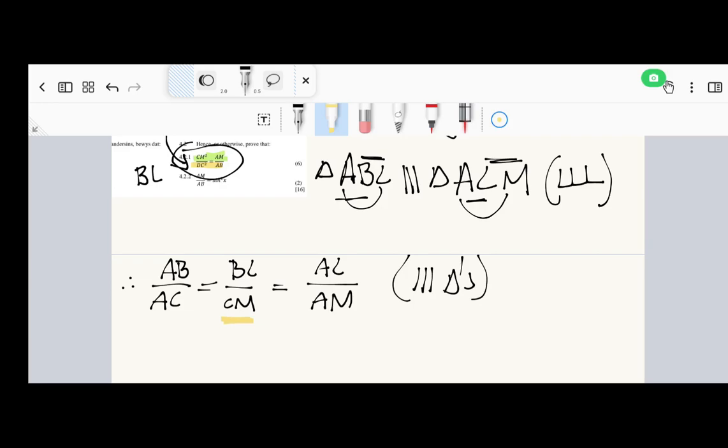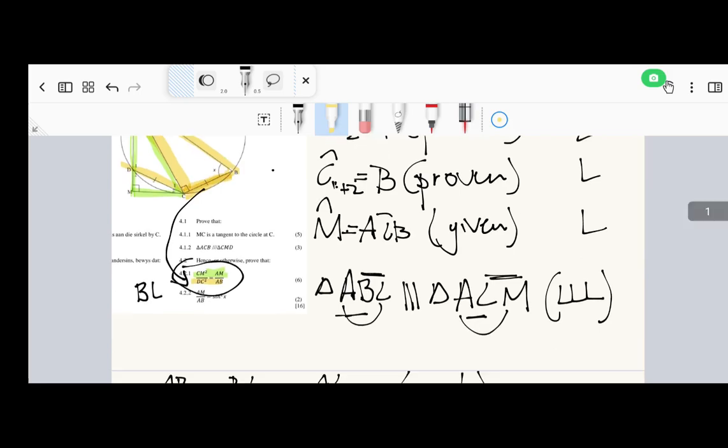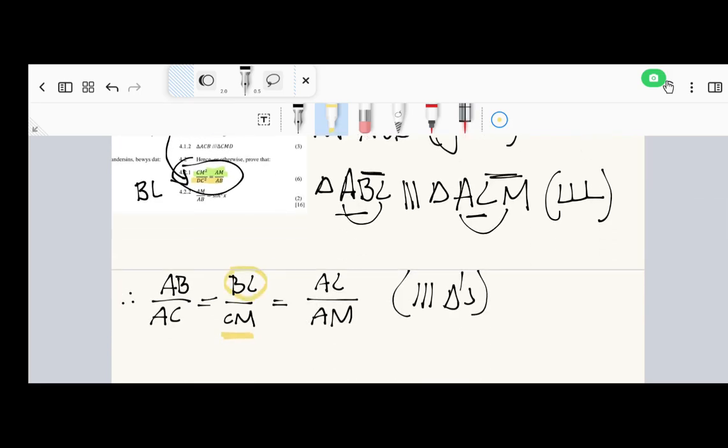And I need DC. Okay, DC was the one that we said we don't have, right? But DC and BC are the same. That's what we said over there. DC, BC are the same. So if I see BC, we can now go and replace that.